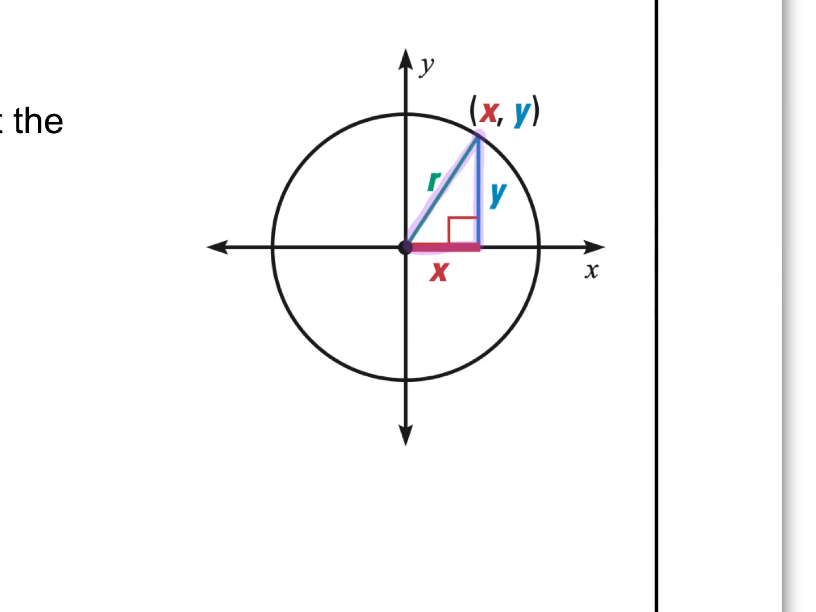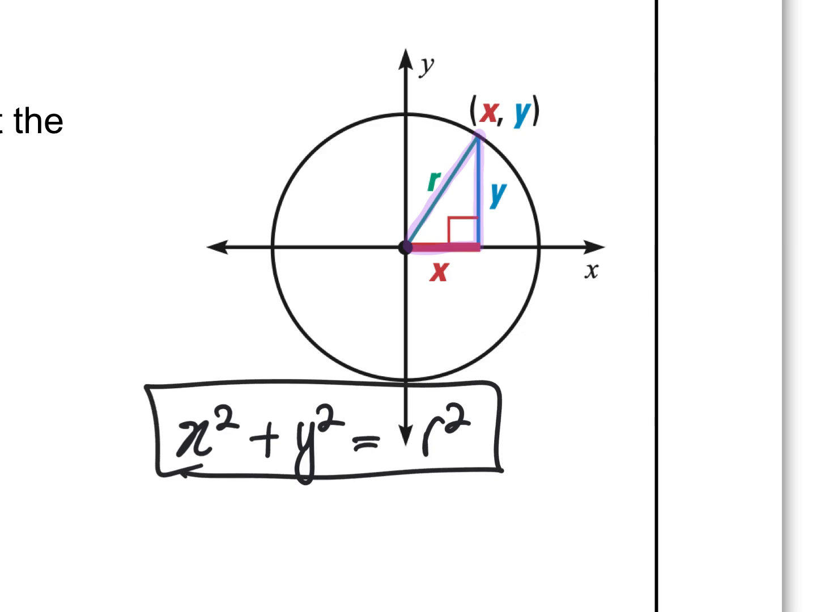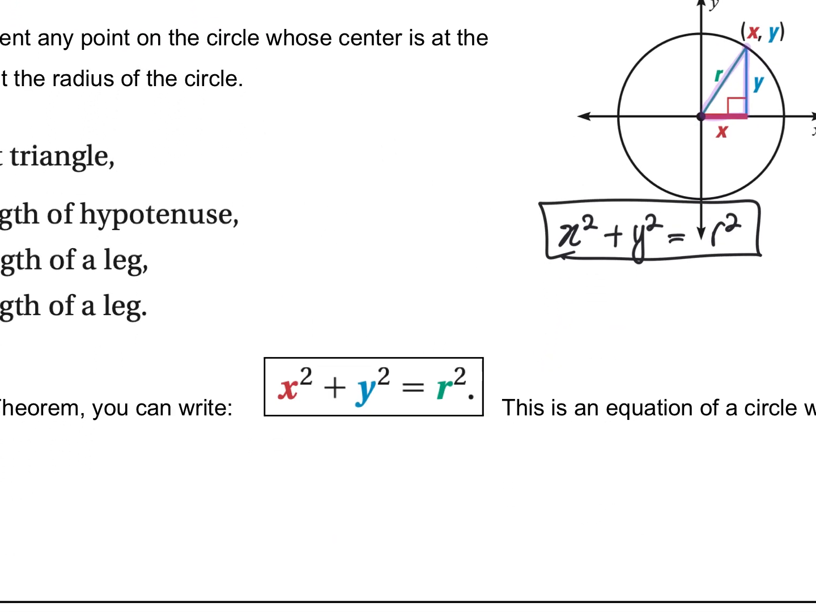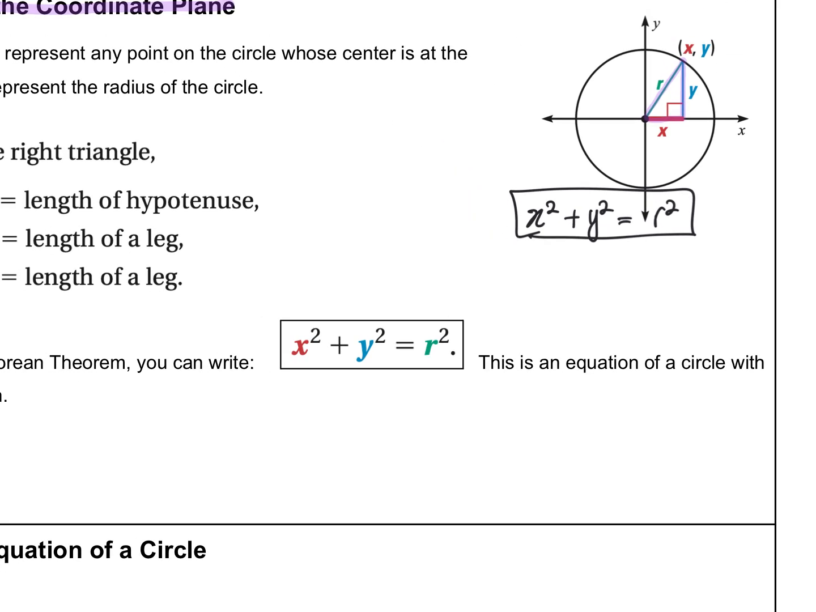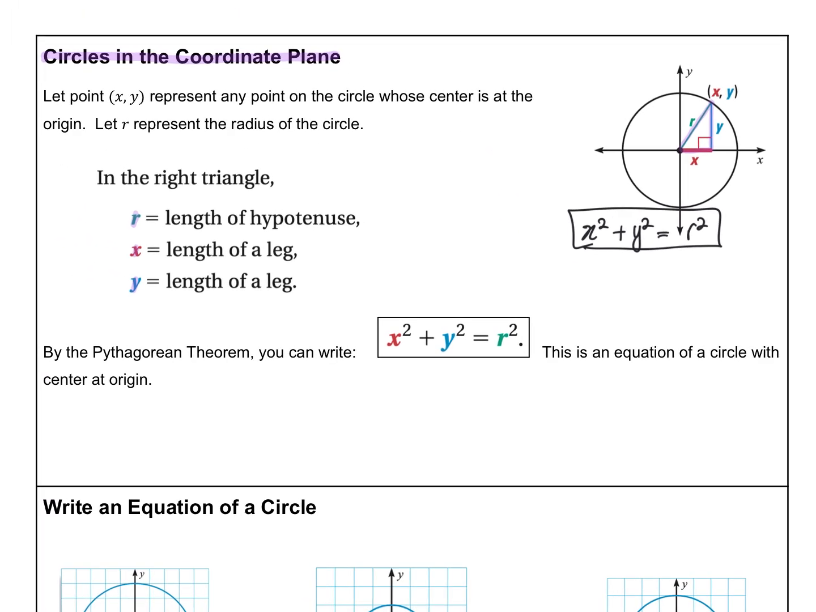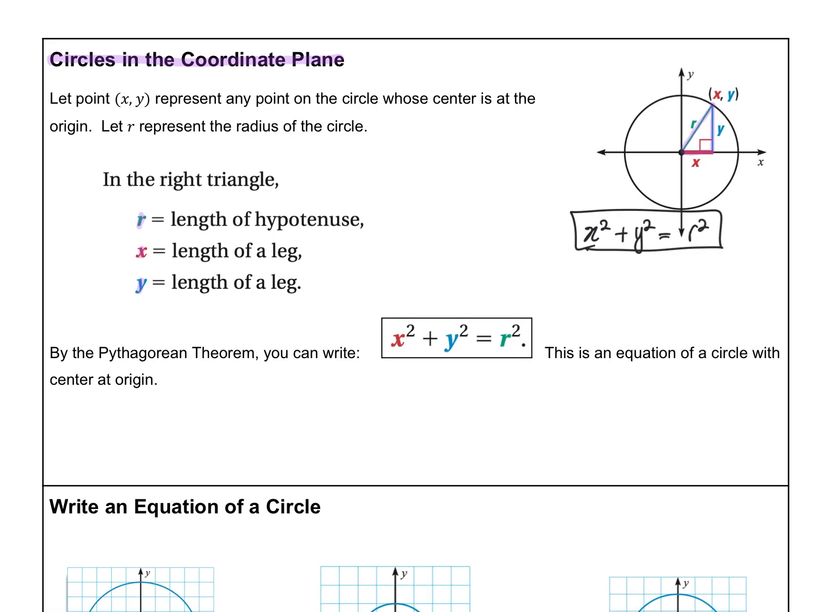If we look at the Pythagorean theorem, then we can say that x squared plus y squared is equal to r squared. Okay. So with this in mind, x squared plus y squared is equal to r squared is what you call the equation of a circle with a center at the origin.